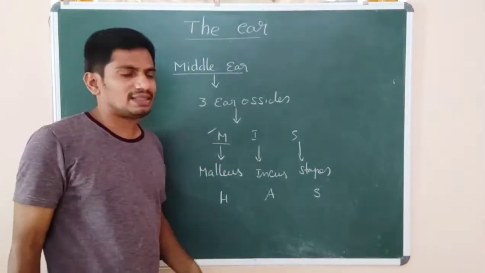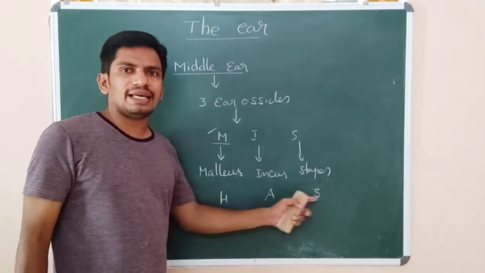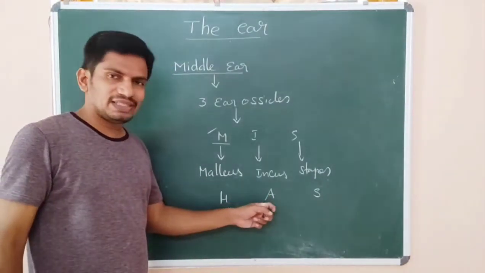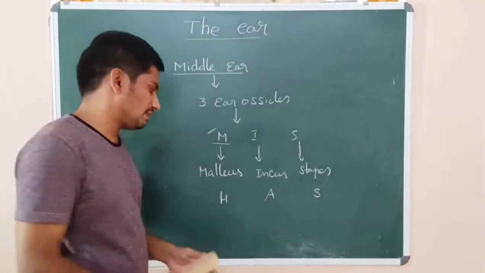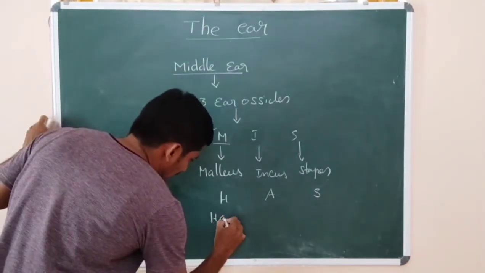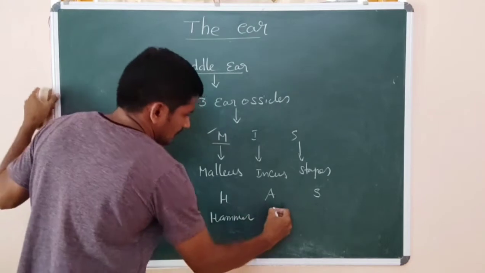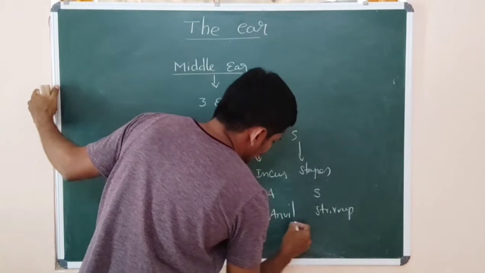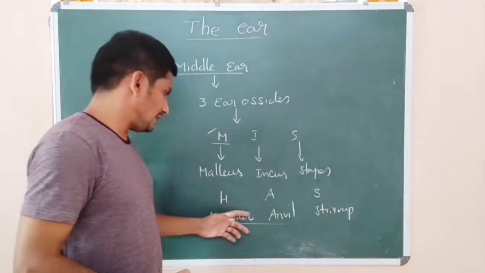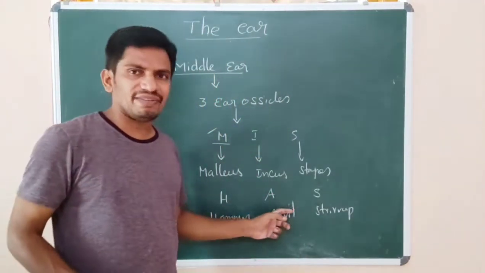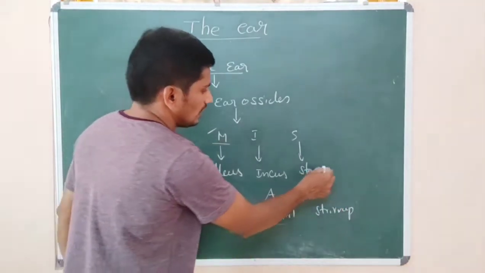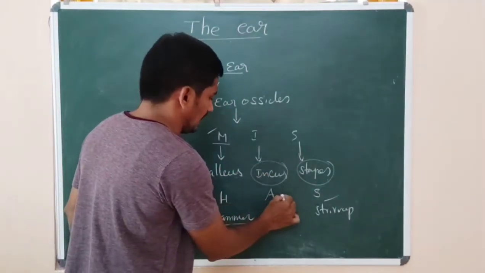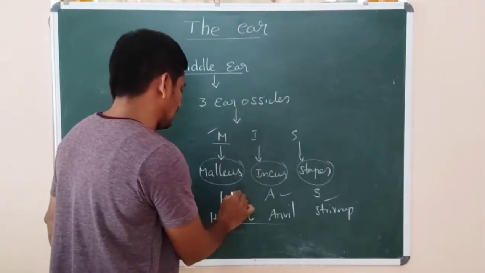The shapes of the bones follow the code H-A-S: hammer, anvil, and stirrup. This is the hammer shape, this is the anvil, and this is the stirrup shape. So the shape of the stapes is the stirrup, the shape of the incus is the anvil, and the shape of the malleus is the hammer.